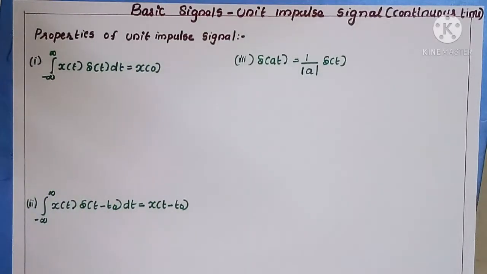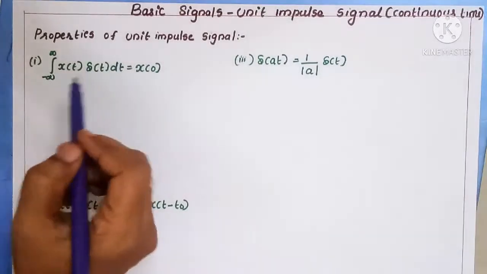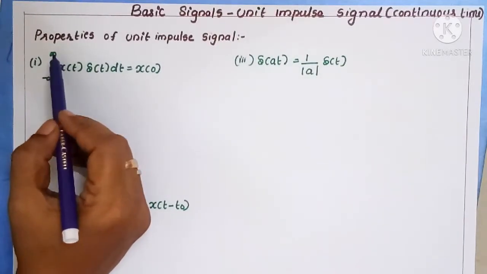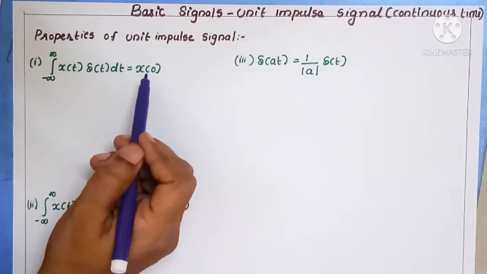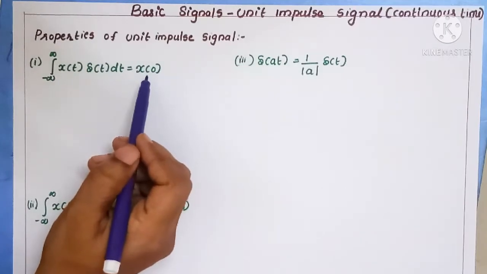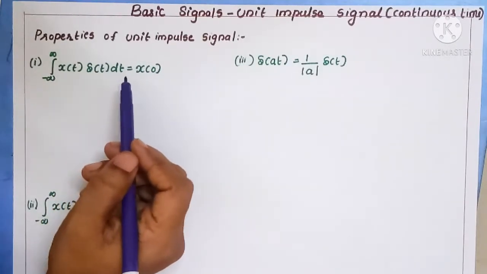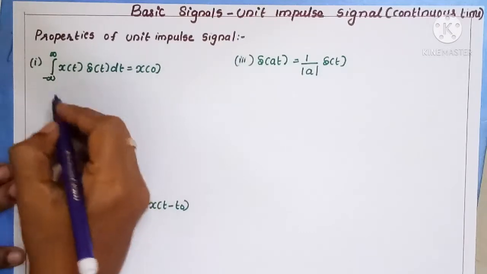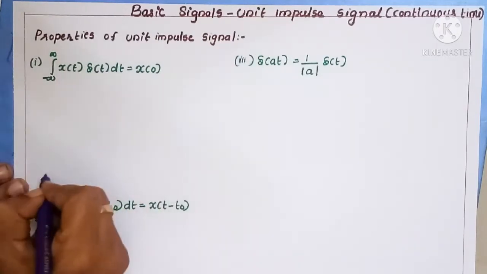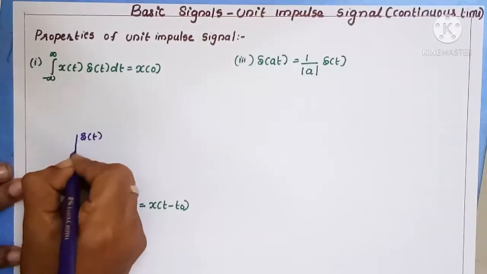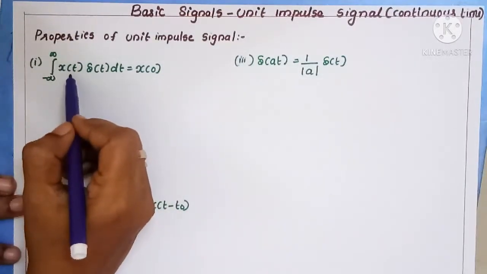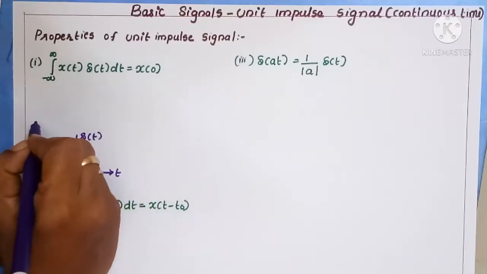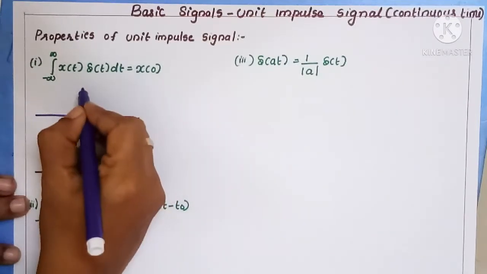What are the properties of the unit impulse signal? The first property is that the integral from minus infinity to infinity of x of t del of t dt is equal to x of 0. To prove this, we draw our impulse signal del of t, whose area is unity. This is our time axis. Also, we take any arbitrary signal x of t and draw it like this.